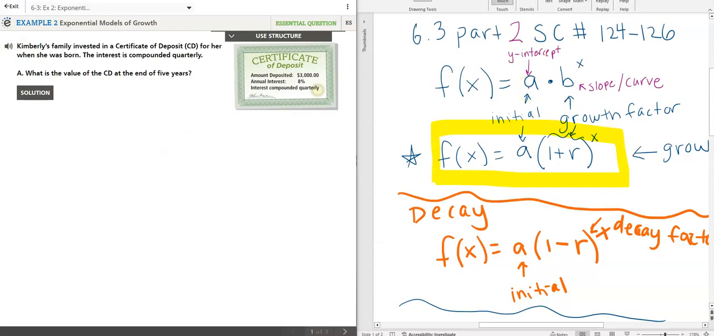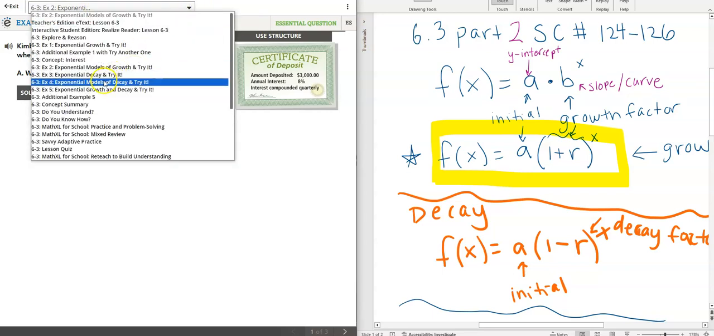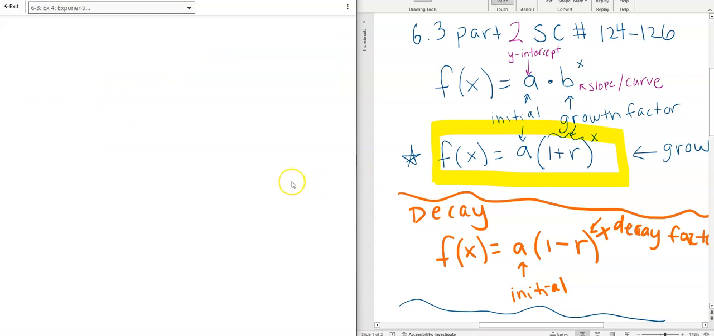All right, ladies and gentlemen, we are on 6.3, part 2. In your student companion, we're still looking at about the same pages, 124 to 126-ish. But we are going to focus on examples 4 and 5.